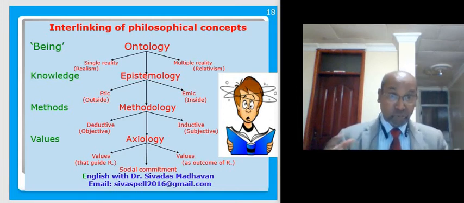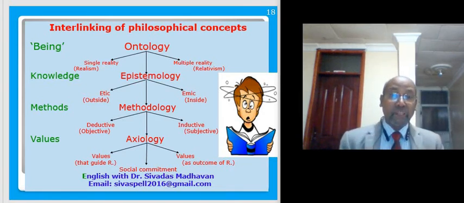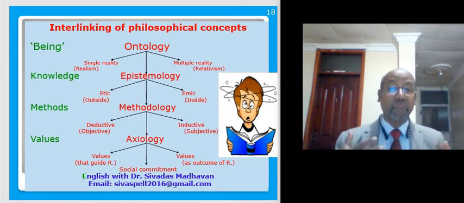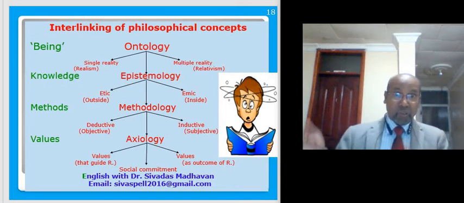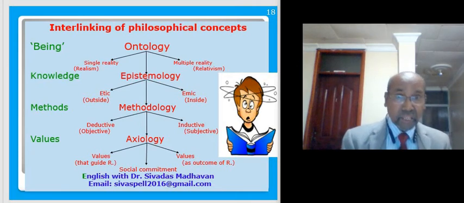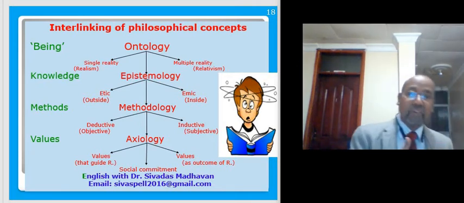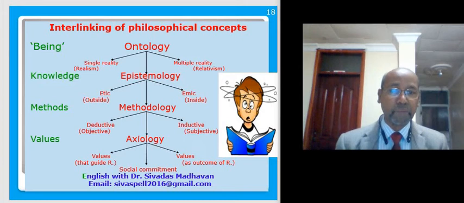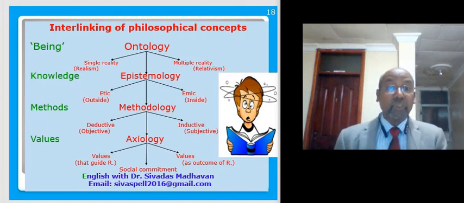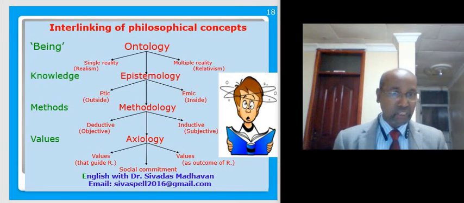And when you find out the truth or the knowledge, then you come to the value, axiology. Axiology deals with the value of research. What value does it have? So that is the study of axiology. And axiology also has the dichotomy, that is values that guide the researcher and values that come out of the result of the research. So there are two types of values, and these values mean the social commitment of the research, or the social commitment of the researcher. What's the use of the research? What does it do to the society or to the community? If it is useless, no need of it.